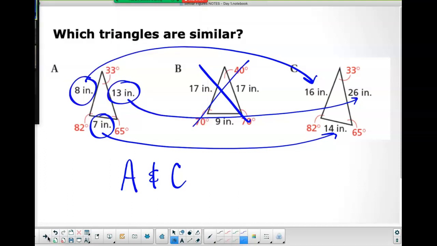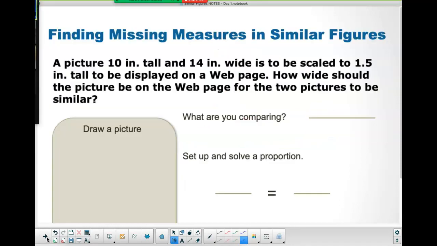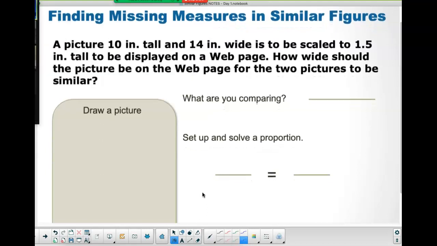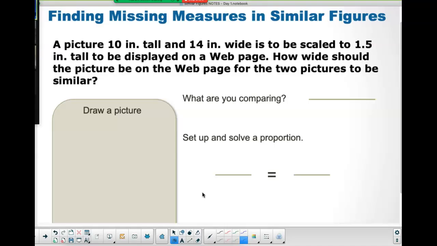Then we're going to look at some word problems. When we're looking at these word problems, it's going to be super helpful for us to draw a picture of the problem. And drawing the pictures is not hard. It's like rectangles and triangles. I think you can all draw rectangles and triangles. Maybe.